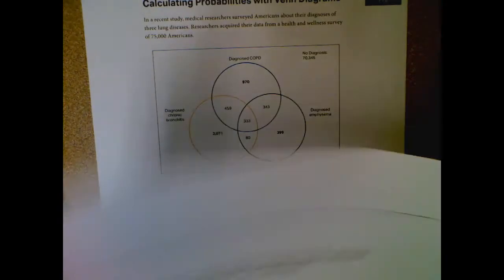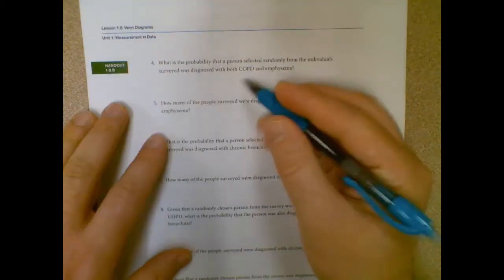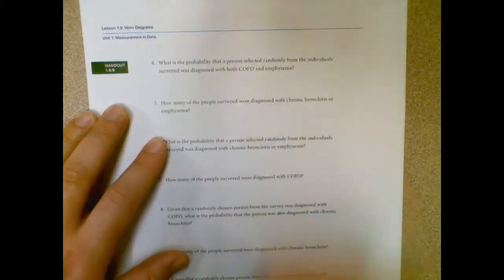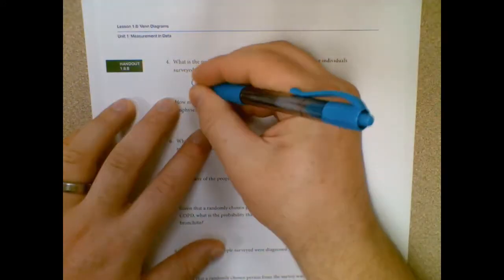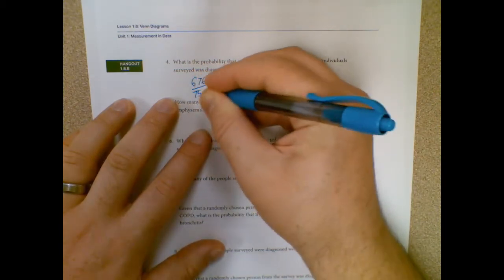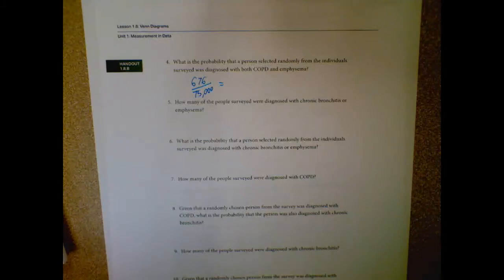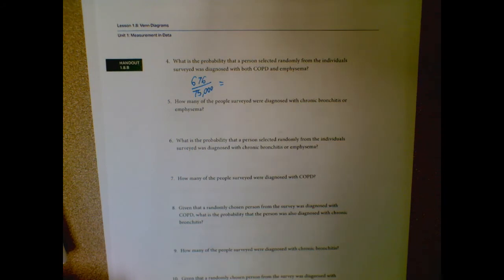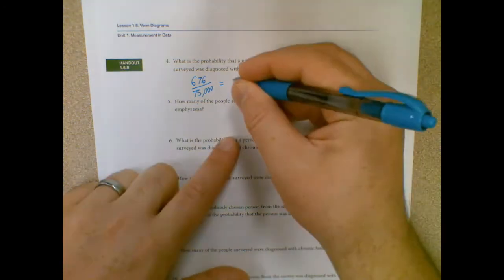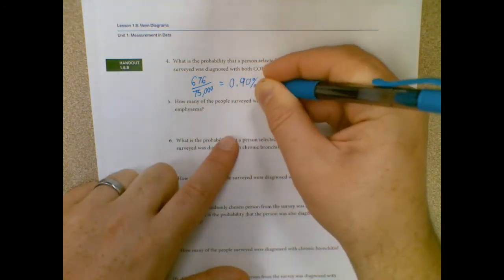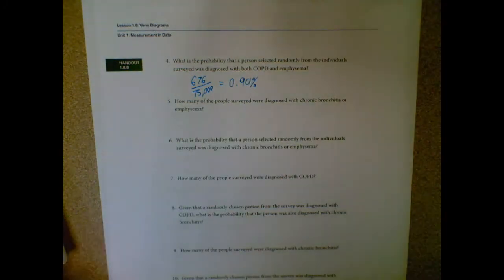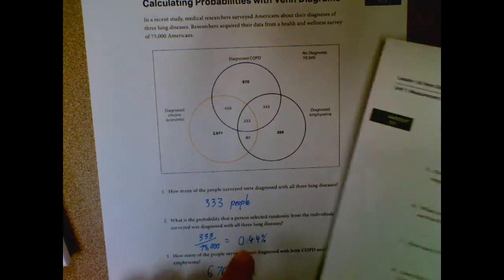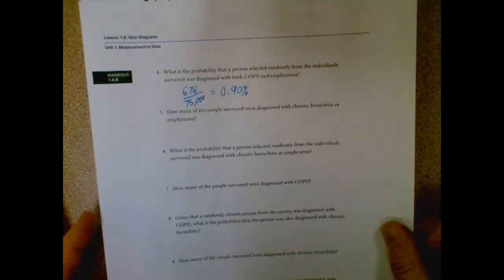All right, so I need to flip over to my next page here. What's the probability that a person selected randomly from the individuals surveyed will be diagnosed with both COPD and emphysema? So this is going to be the same setup. We're going to take that 676 from the last problem divided by 75,000. Jump back to our calculator. 676 divided by 75,000, and we get 0.90%. So still pretty small, but a little over double the size of our last one.